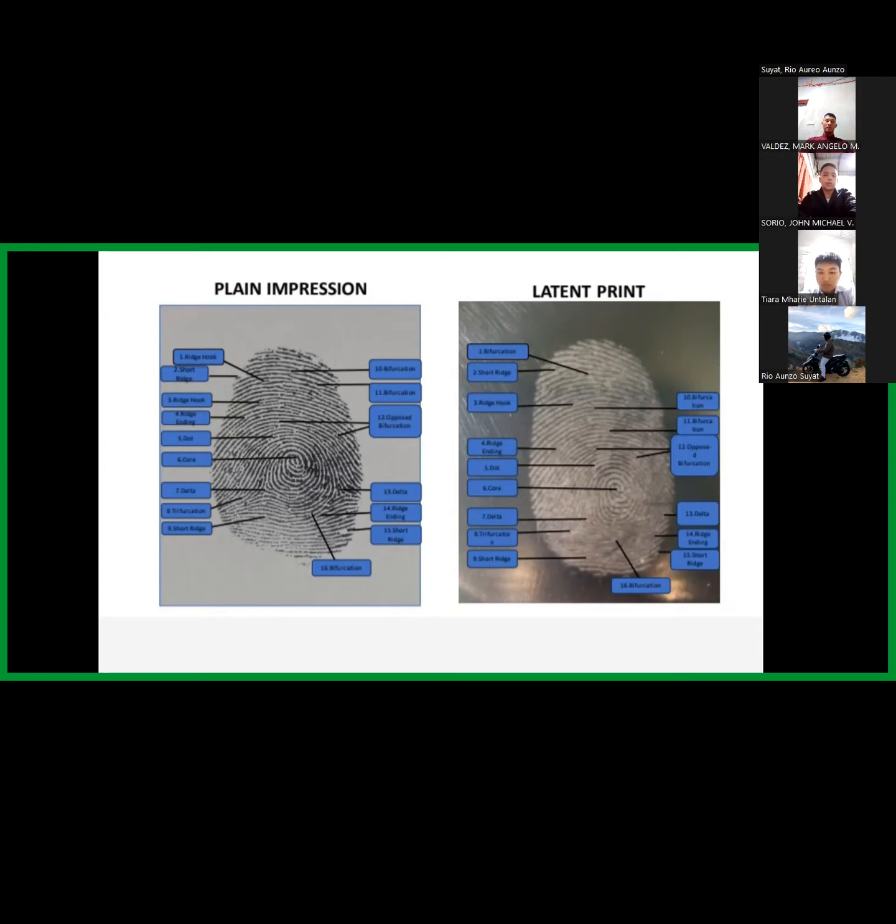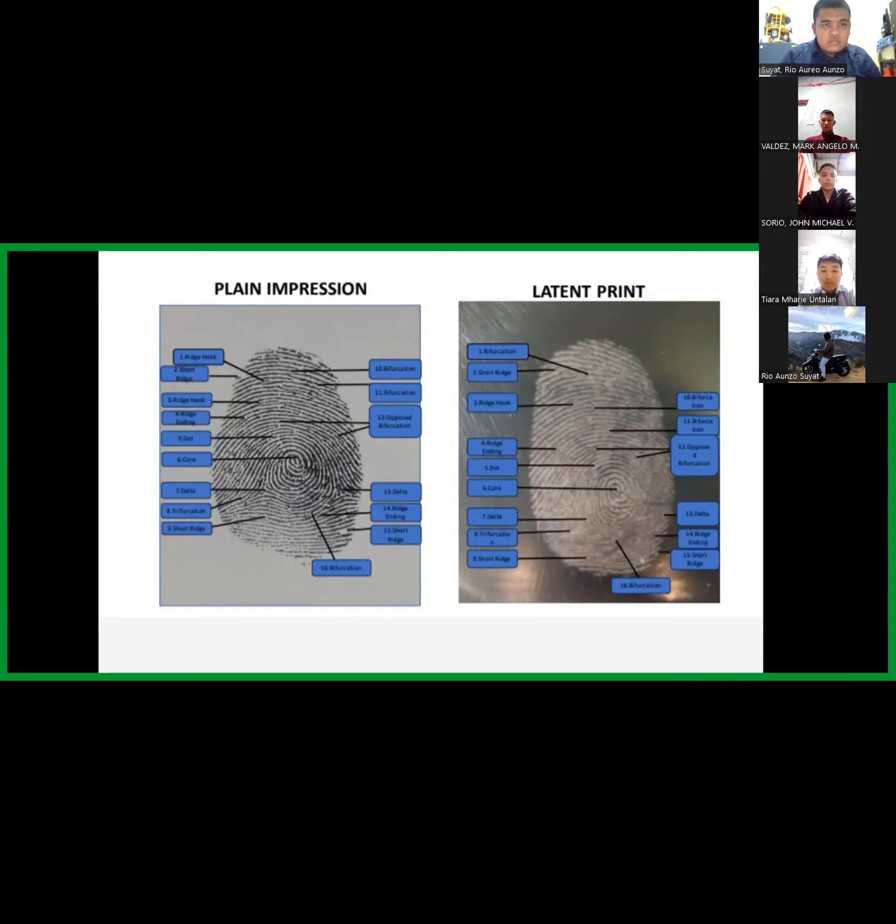Number 18. Can you determine exactly the age of a latent impression? No, it is not possible to determine the exact age of a latent impression, such as a fingerprint left at a crime scene.